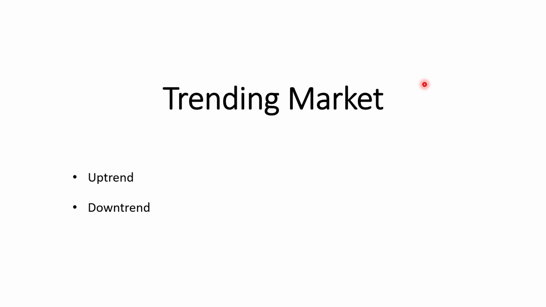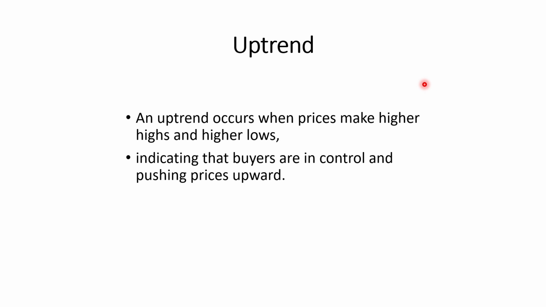Trending markets. We have two types of trending markets, an uptrend and a downtrend. An uptrend occurs when price makes a series of higher highs and higher lows, indicating that buyers are in control and pushing prices upwards.